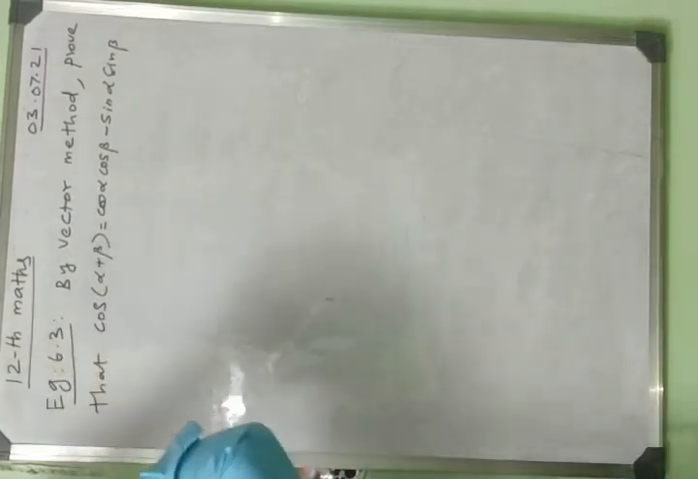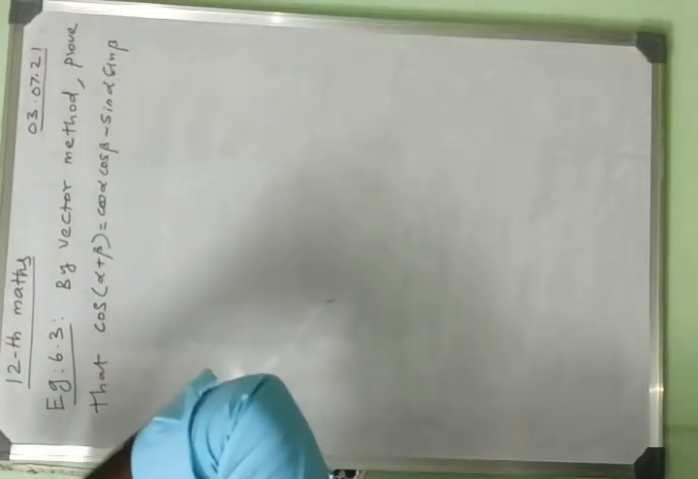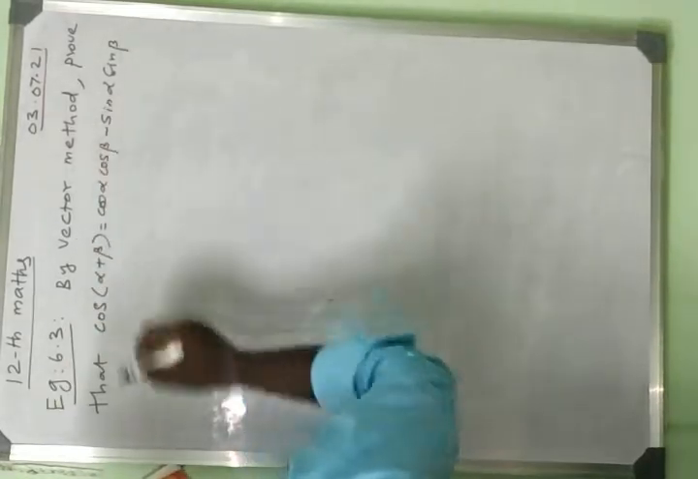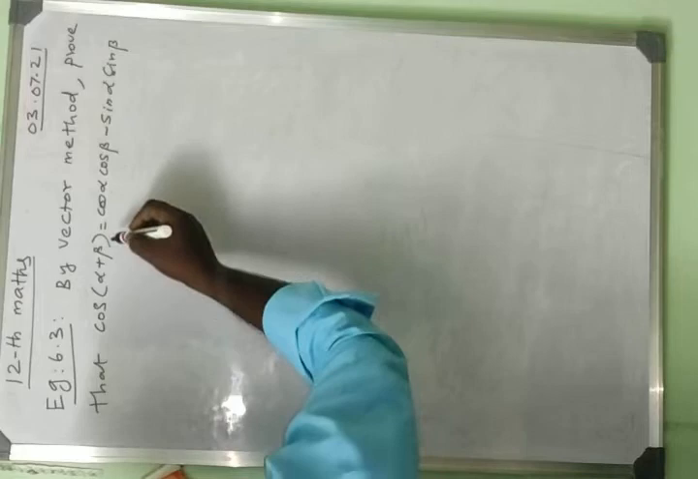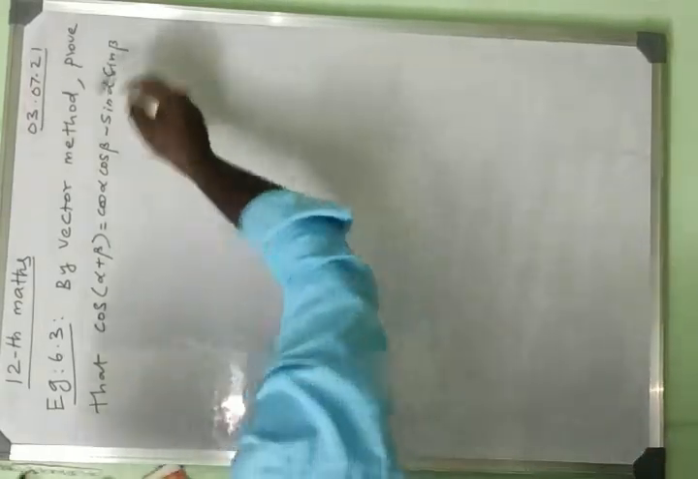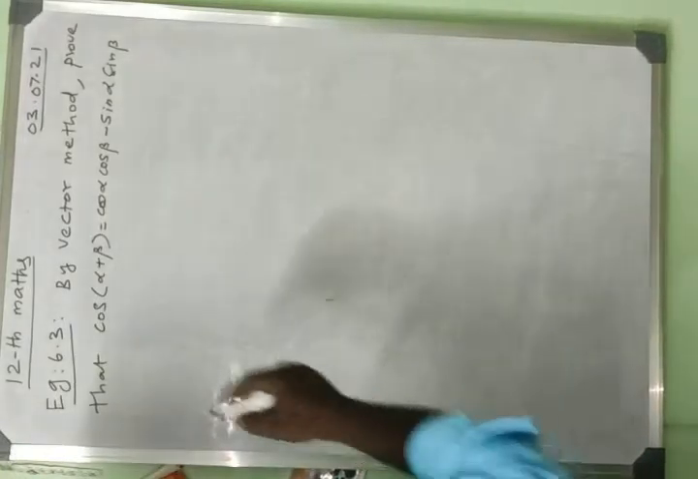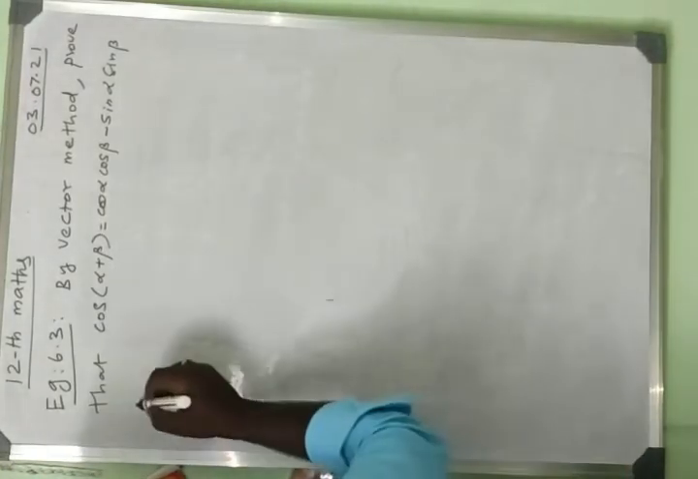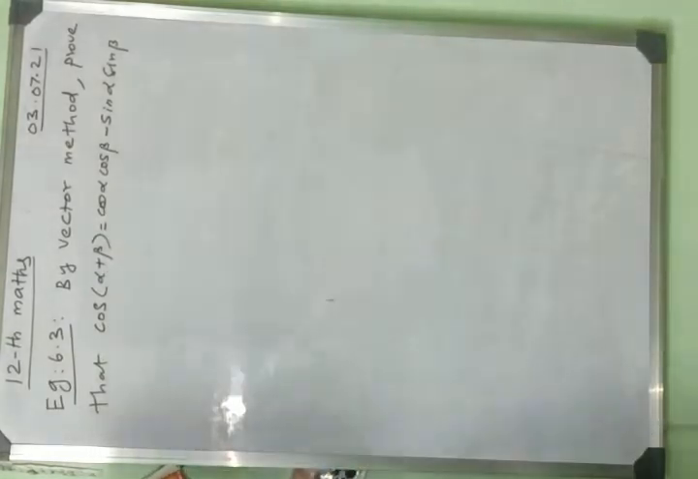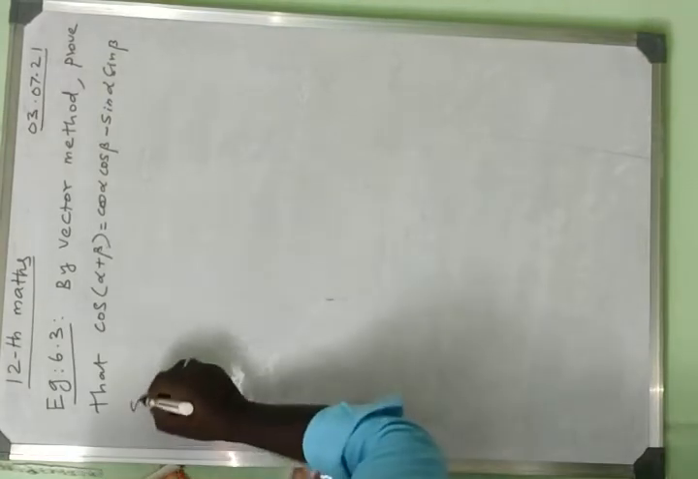Good morning, students. Today we are going to discuss exam 6.3 by vector method. Prove that cos(alpha plus beta) is equal to cos alpha cos beta minus sin alpha sin beta. Using the vector method, how to solve this sum? Very important 5 mark sum. Okay, listen here. Solution.